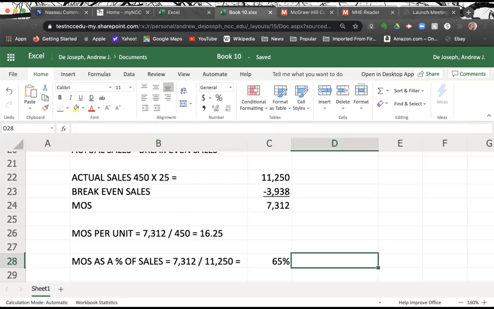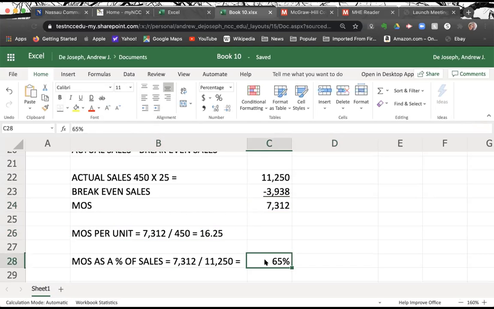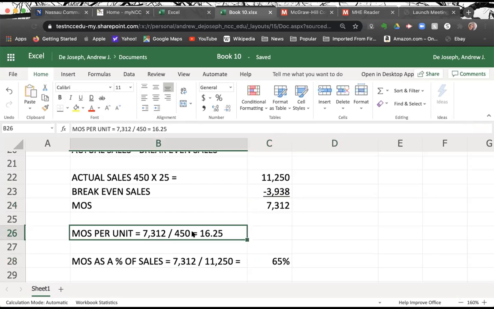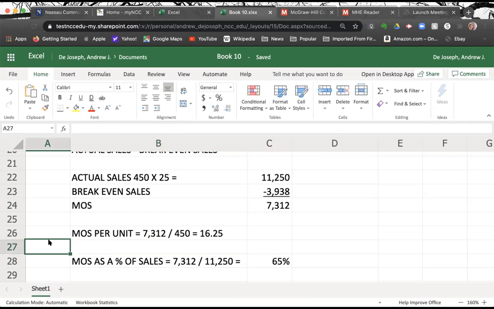I don't think we talked about that in the chapter when we talked about margin of safety. Yes, we talked about computing margin of safety, but we didn't talk about it on a per unit basis or as a percentage of sales. But you can see it's just a simple calculation. Per unit, divide by the number of units. As a percentage of sales, take the margin of safety over the sales, right? And that'll give you that number.